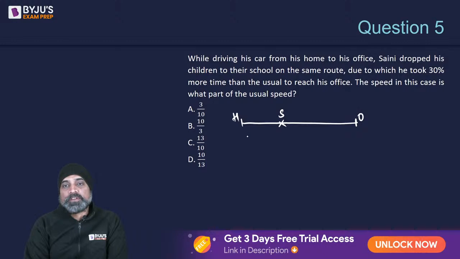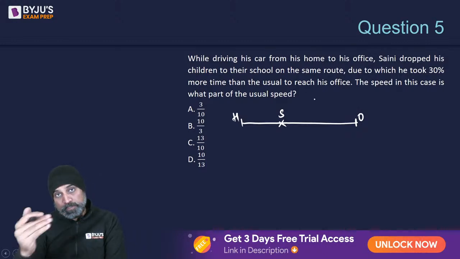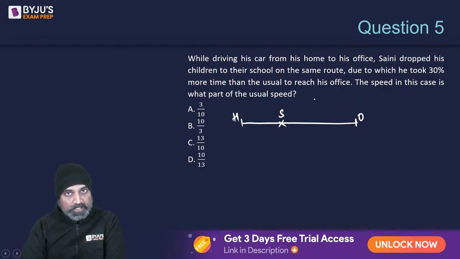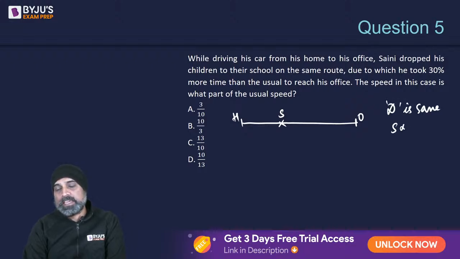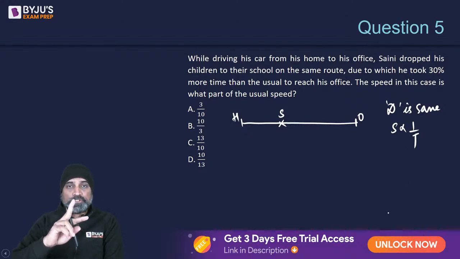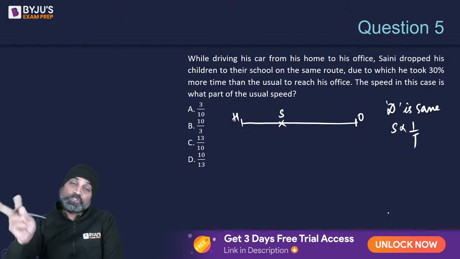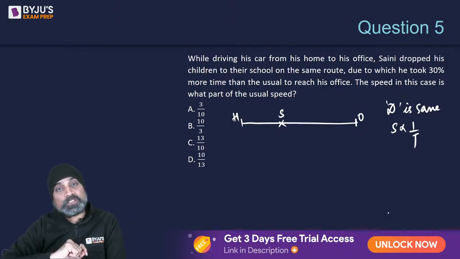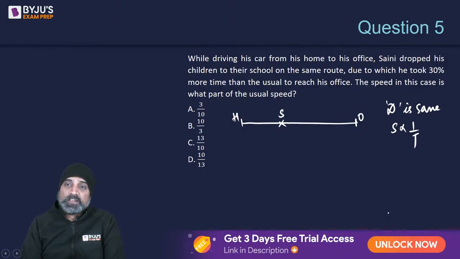So in the first case, when he drops his kids to the school, and the other case when he doesn't, the distance covered is the same. When distance covered is the same, we say that speed and time are inversely proportional. As in, if the speeds are in the ratio 2:3, time will become in the ratio 3:2. So you just simply reverse it. Hence they are known as inversely proportional.